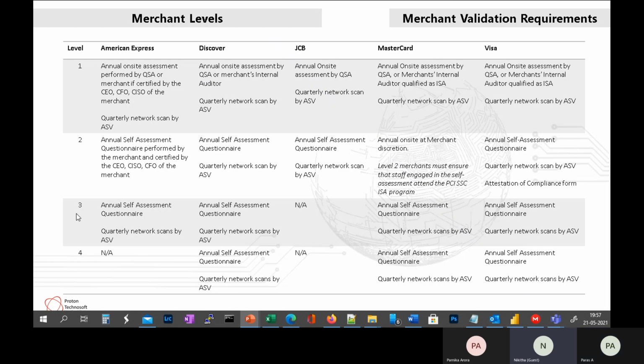For a level 3 merchant, American Express says a self-assessment questionnaire is good. Discover, MasterCard and Visa all say self-assessment is good. So it's only level 1 and level 2 merchants where you may need an external audit. Level 1, 100% you need to go for an external audit. Level 2, depending upon the transaction bucket that you fall in, you can go with a self-assessment or you can go with an internal audit as well.